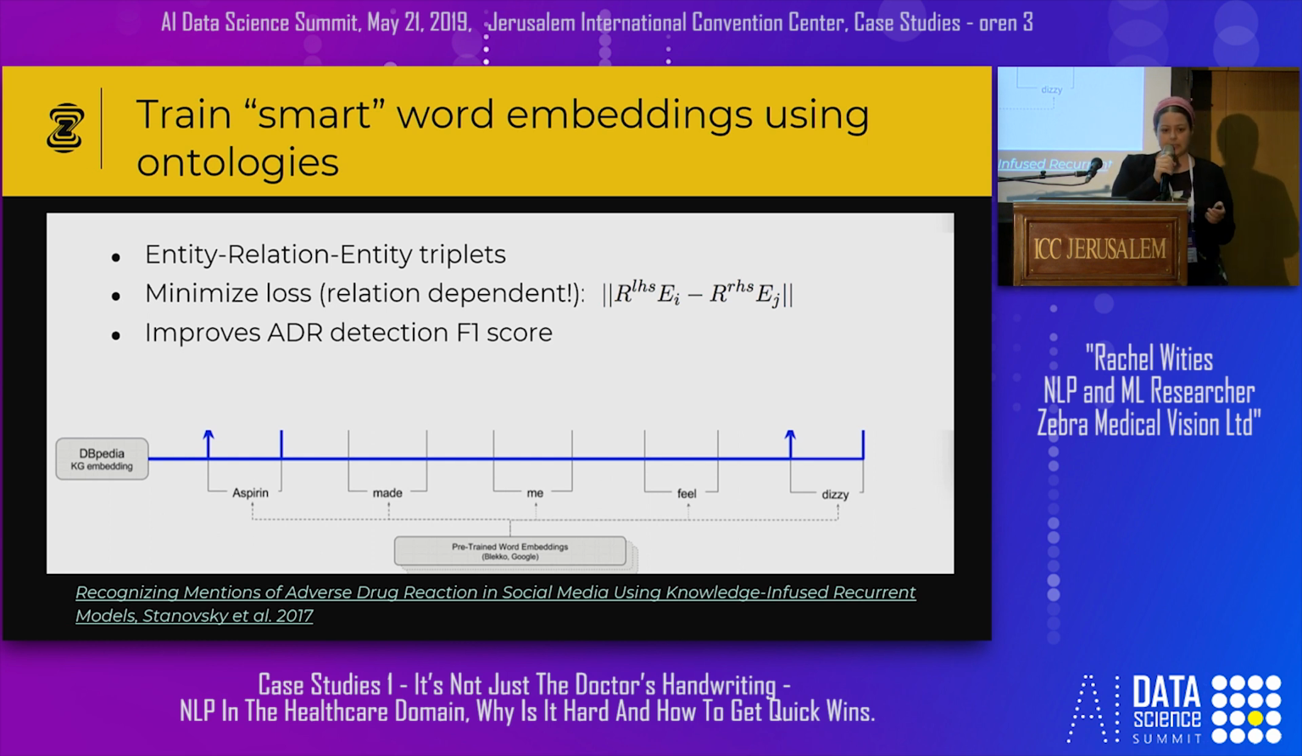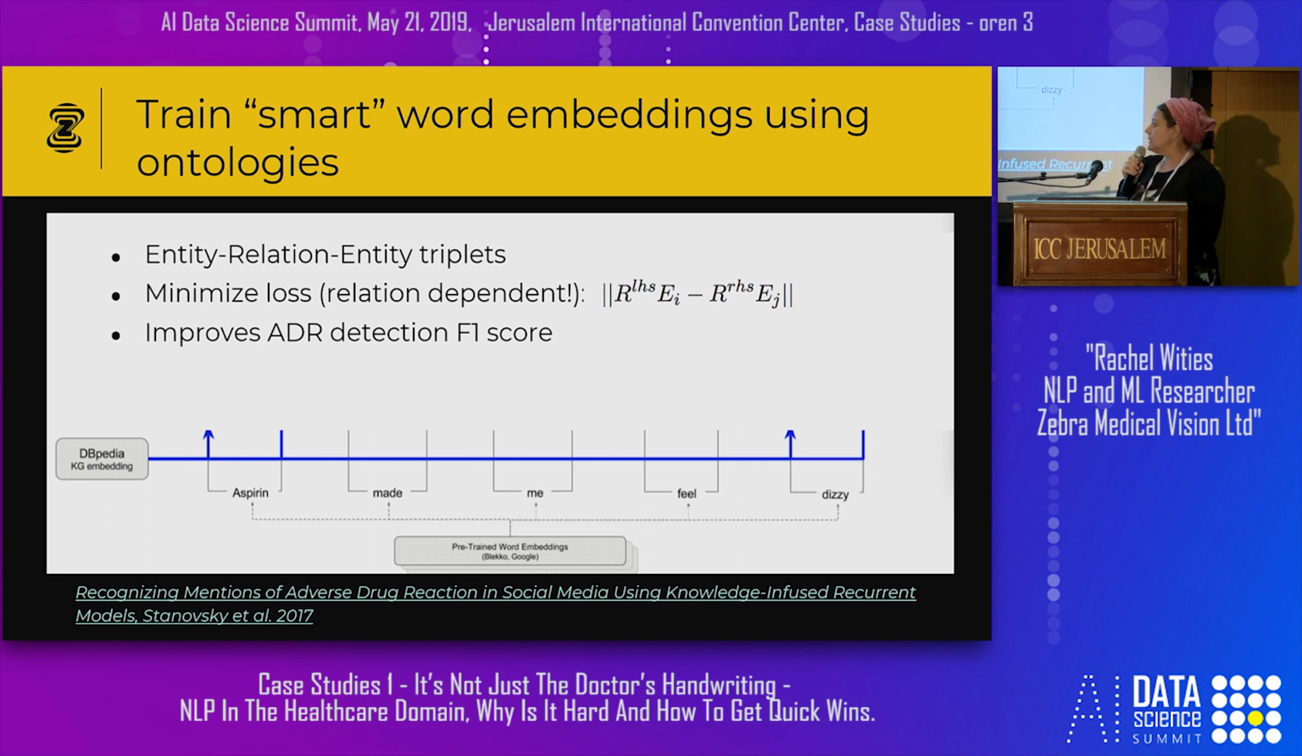And the nice thing they did is that the loss is connected to the relation. It's in reference to a specific relation, so the two words that are close in a specific relation, the vectors will be close to each other in this projection and not in another projection. And they show how these word embeddings improve their ability to recognize ADR.